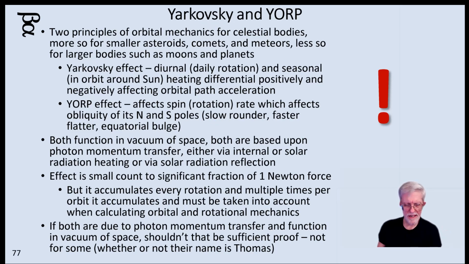Both of those occur in the vacuum of space, so there's no denial that photons striking the surface of these objects are the source of affecting that. But it's a very small individual force, less than 1 Newton, but collectively over an object that might be 500 feet across or larger, it's enough to change the orbit and the rotation and the equatorial bulge of these small objects. Okay, if that's not proof, then I'll do the test in vacuum.